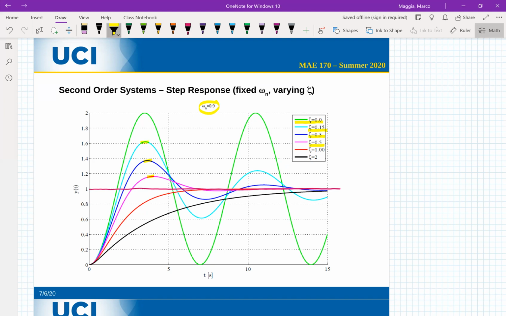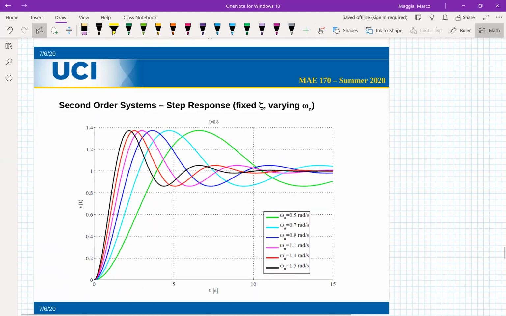However, when we hit the critically damped case, and even if we increase the damping ratio above 1, then we do not cross the 1 line anymore. Take a look at this red line. It will asymptotically reach 1, but it will never cross it. Same thing if we consider this black line for the damping ratio equal 2.